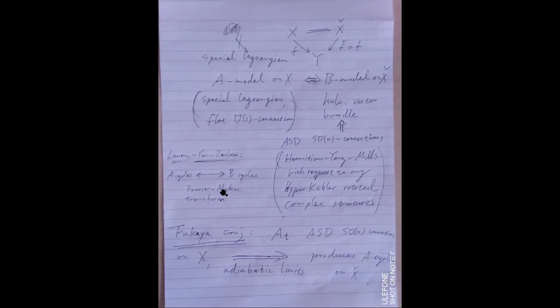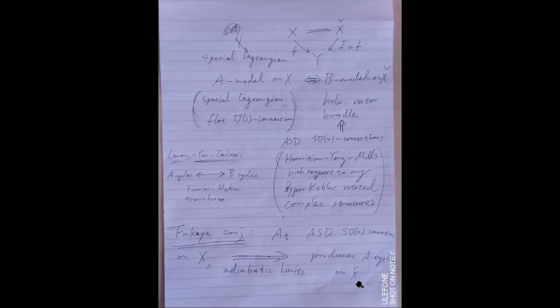So how do you get this correspondence between the A cycle and the B cycle for the most general case? We consider a family of ASD U(N) connections. They are hyperkähler, I'm sorry, they are kind of like Hermitian-Yang-Mills connections. And then we consider the adiabatic limit on this X. And the limit produces some A cycle on the mirror side.